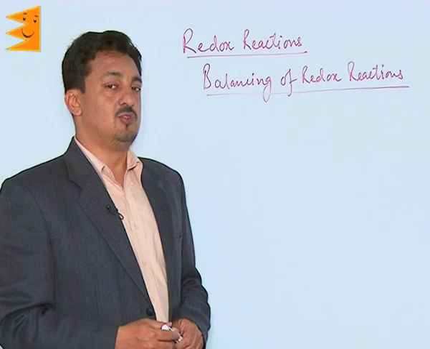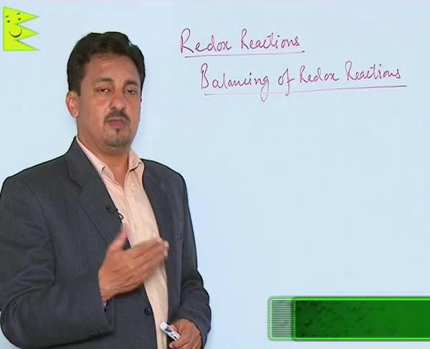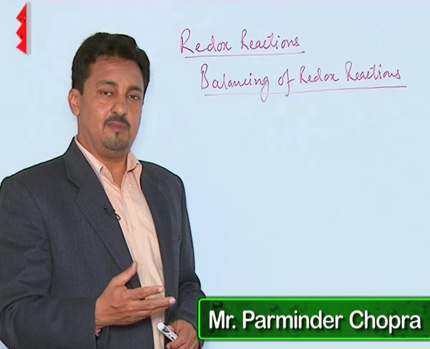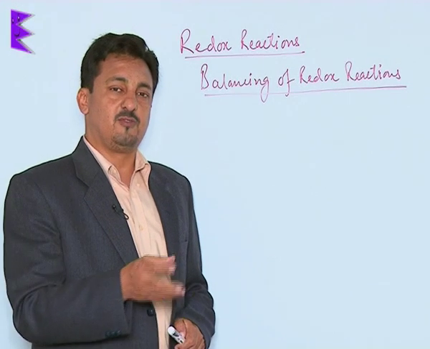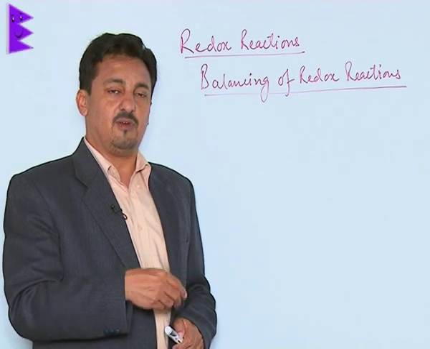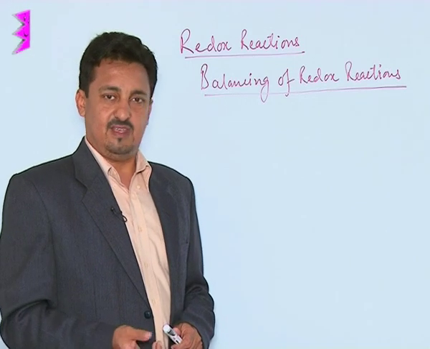Now let us learn how to balance the redox reactions. We have been doing, or you people must be doing, the balancing of normal chemical reactions from your standard 8th or 9th onwards, in which you are supposed to balance the number of atoms of all the elements present on the left hand side as well as on the right hand side.